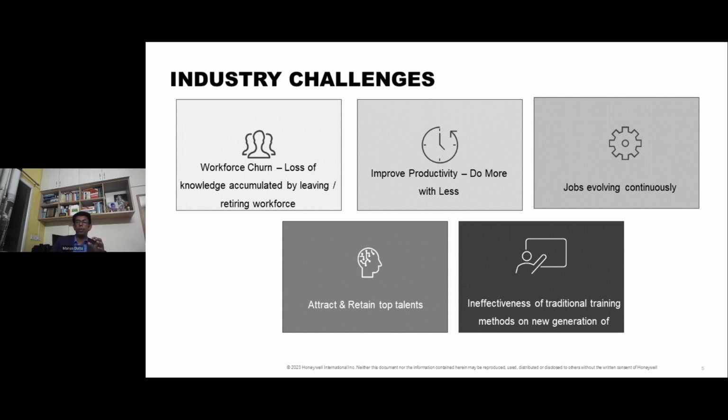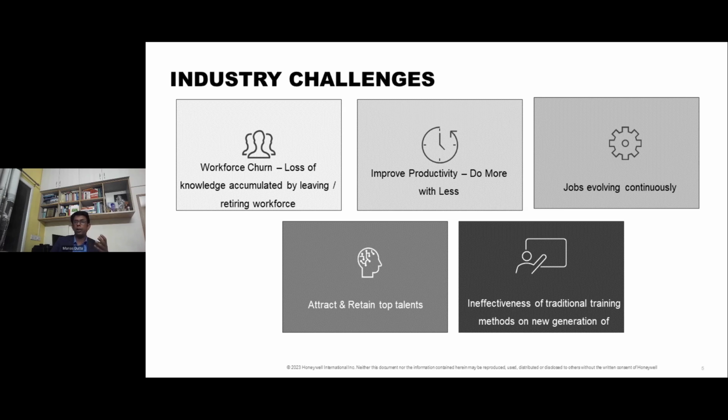Now the new generations are inclined to change jobs very frequently. The statistics say that the new generation workforce normally stays in a role for 1.5 to 2 years, and then they change. Either they change the role or they change the company, or both. And so how do we shorten the time to competency from 1 year, 1.5 years to 6 months, or even less than that? And also the learning preferences of these new generations are different.